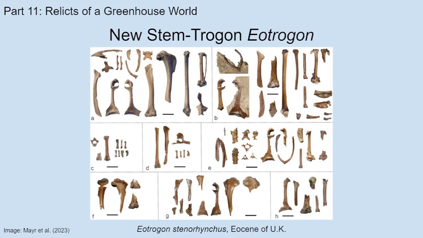But in any case, Eotrogon is basically our earliest stem trogon, or at least one of the earliest, and probably gives us the most complete look at what these birds were like. I might add that the name trogon actually comes from the Latin for to gnaw or to chew, and so that is actually named for their nest-building behavior that I just described. So, do you have anything to add to this before we go on?